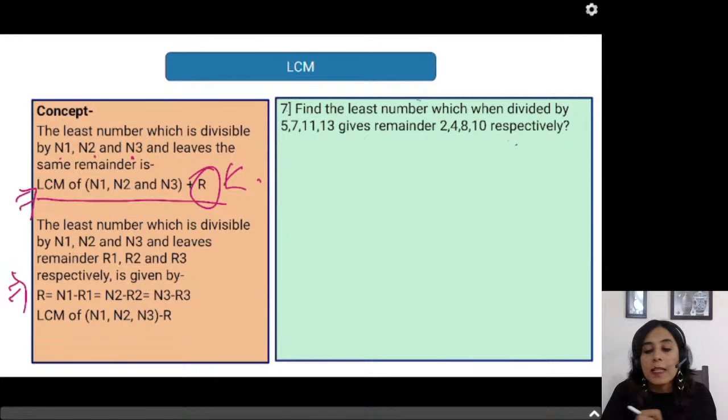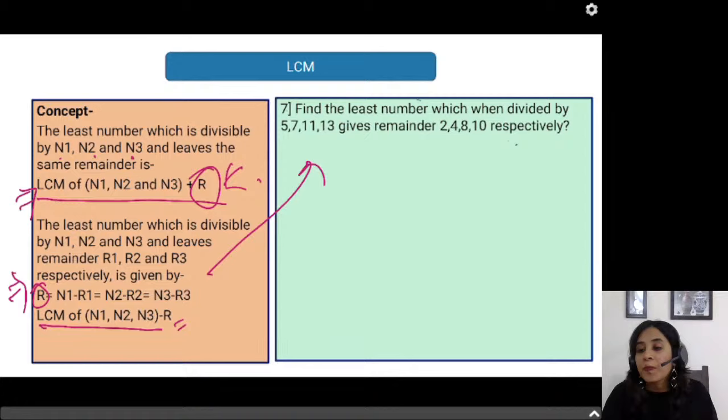Then the next concept is the least number which is divisible by n1, n2 and n3 and leaves remainders r1, r2 and r3 respectively. In order to find that number, you subtract the remainder from each number and you will get only one number, say R, and then you take the LCM of the numbers given and subtract that R. In order to give you an example of this concept, I have taken four numbers.